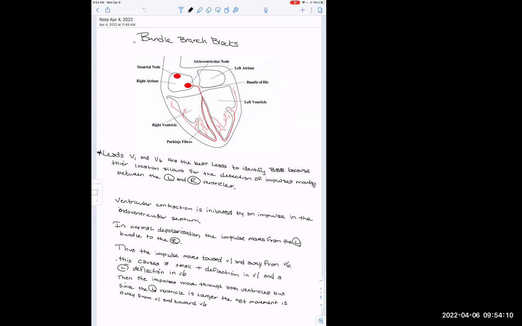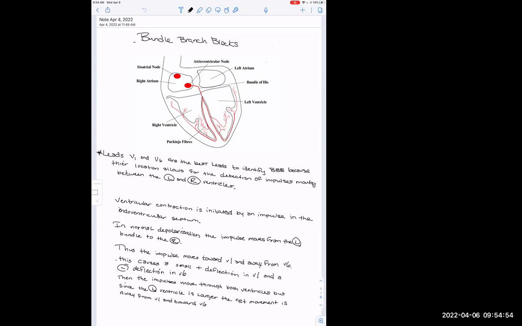Okay, so when we talk about left bundle branch block, again, it's going to be very important for you to remember which leads lie where, because that's going to tell you what leads you can use to look at what, and it also tells you how to exclude certain things that show up in one lead, or for want of a better word, it will help you to figure out pathologically what is going on.